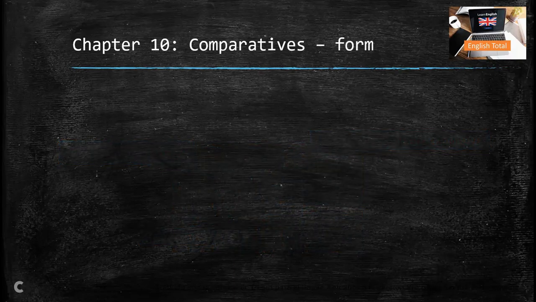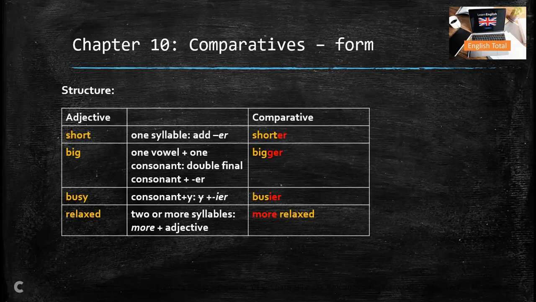As always, let's start by having a look at the structure for comparative adjectives, shall we? The first thing that you need to know is that there are 3 rules that you need to learn in order to use comparative adjectives correctly when you speak. The first rule applies to one-syllable adjectives like short. In order to form the comparative, you need to add er to the adjective. So short becomes shorter.